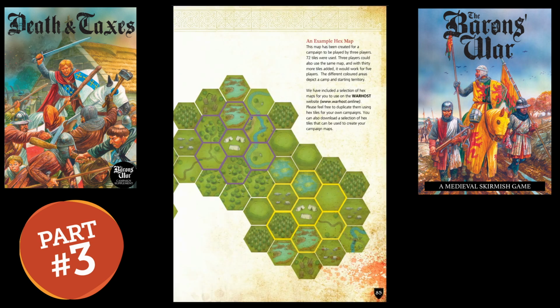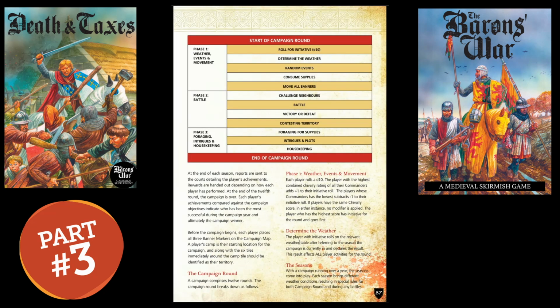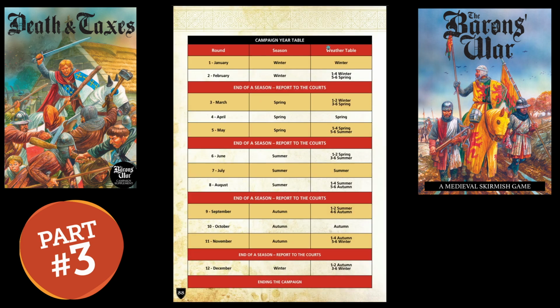So here is, you see, your territory is 1 hex around your camp, what is here purple, what is yellow. And here, playing the campaign duration, markers you require, start the campaign round, phase 1, weather events and movement, phase 2, battle, phase 3, foraging, intrigue, and housekeeping. So quite interesting things you do. Campaign year table. So when the year will start, and what the weather will be, because you can start in February, but it would be heavy winter, or at 5 and 6 you can get a little bit of spring there.